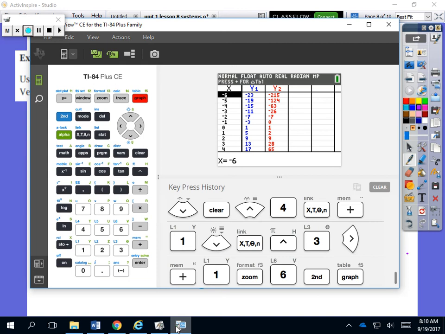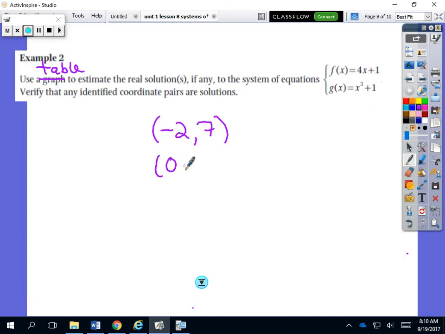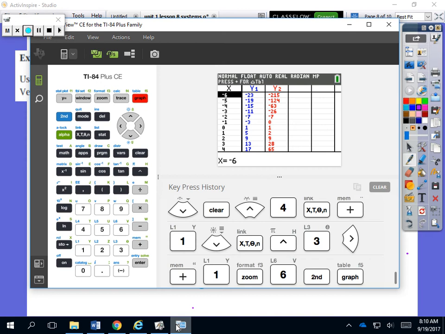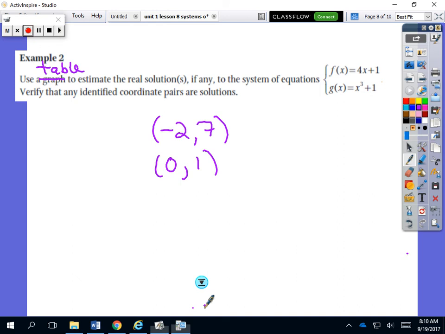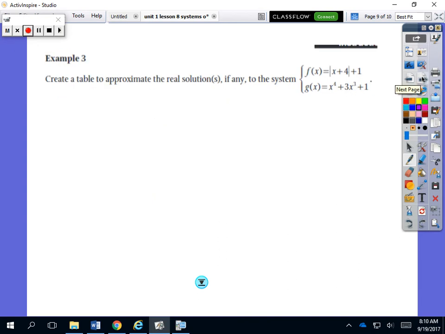So one of the solutions is -2, 7 because for the x value they have the same y value. And we thought 0 might have been another one, so let's look at 0. And sure enough, our y's are the same. So 0, 1 is another one. And it looked like we had one at 2, so let's check 2. At 2, yes, the y values are the same, so 2, 9 is the other solution. Okay, so if you can see the solutions in the table, you don't have to do anything else. If you can see there's 3 solutions and you can see what they are in the table, you don't have to do anything else. But if you can't, then there's a trick on the graphing calculator to do.